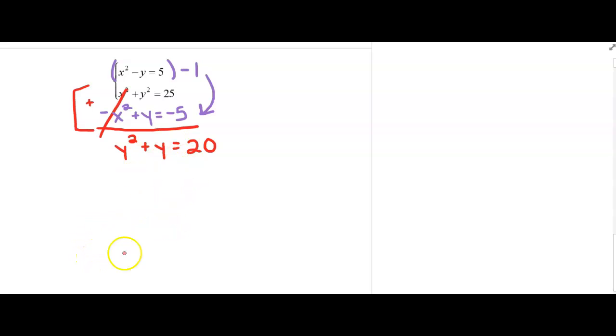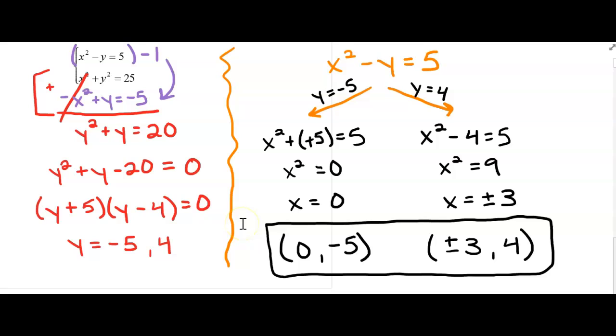All right, from here, you guys can get to it. Solve for y. Plug that value or those values into an equation to solve for x, and then come up with our solutions. We'll check back here once you are finished. All right, when I solve this system of equations, I get 3 solutions: 0 comma negative 5, positive 3 comma 4, and negative 3 comma 4. All right, let's get to some practice.